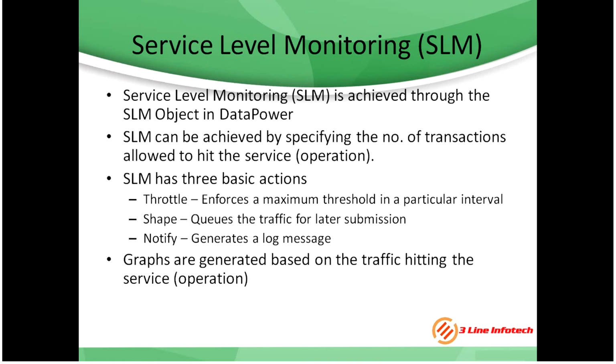Second is shape, which queues the traffic for later submission. For example, more than 100 requests are coming. The first 100 will be queued. The second 100 will be queued for processing one by one.